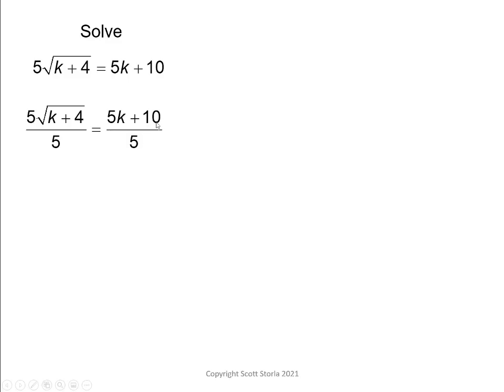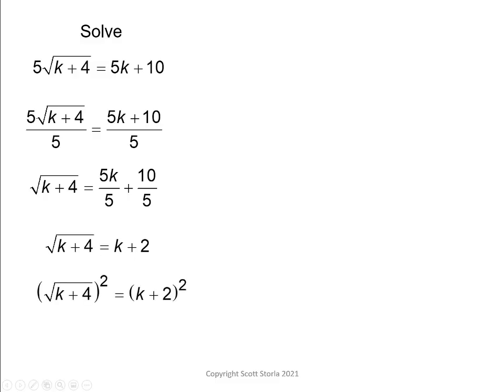I'm going to divide by 5. This will just give me the square root of k plus 4. And I'll think of this as two fractions, 5k over 5 and 10 over 5. 5k over 5 will reduce to k, and 10 over 5 to 2. And now I'm going to square both sides. And you can see things are a lot smaller, so it's going to be easier to work with. I'll get k plus 4. Over on the right, I'll get k squared plus 4k plus 4, because I'll have to remember to FOIL.